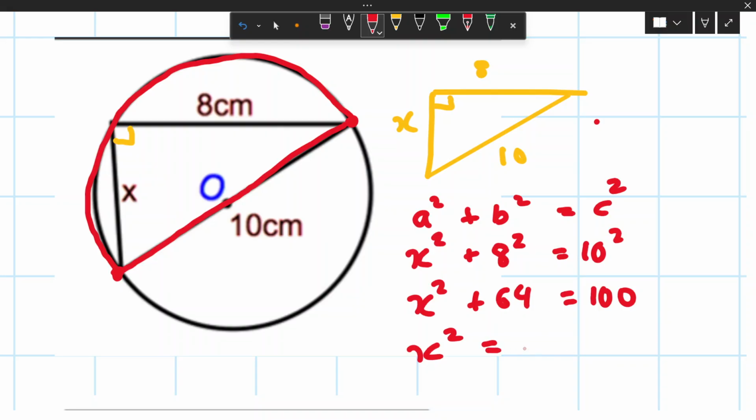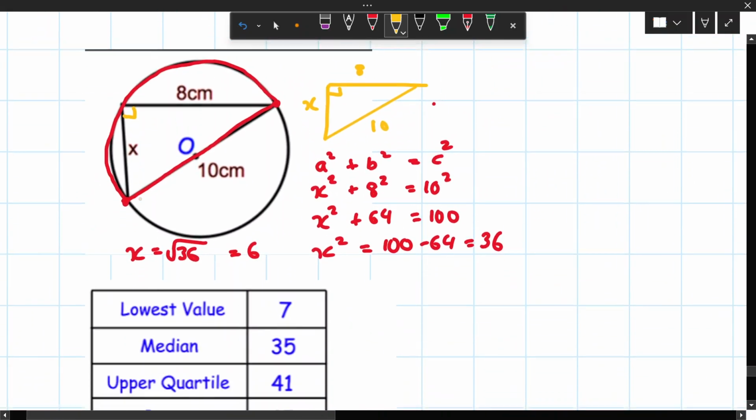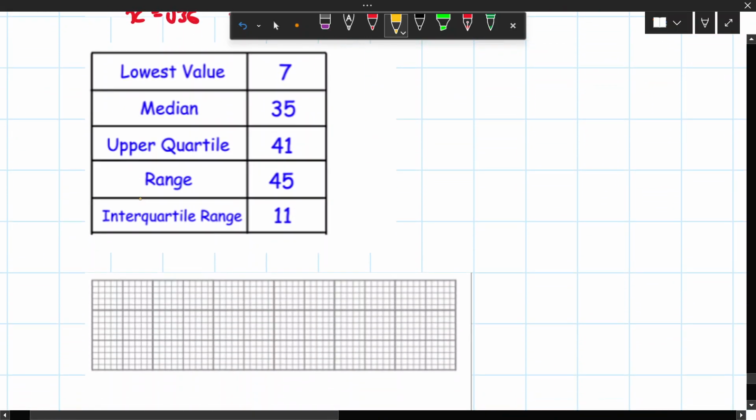So I have x squared plus 64 is equal to 100. x squared is equal to 100 take away 64, and that is 36. But that is x squared. We want to find x, so x is equal to the square root of 36, which is 6. So yeah, simple circle theorem question. Remember, because it is in a semicircle and it is a diameter, the angle is a right angle, so it's a right angle triangle. Then we use Pythagoras' theorem.